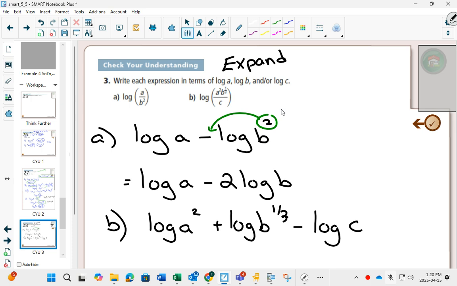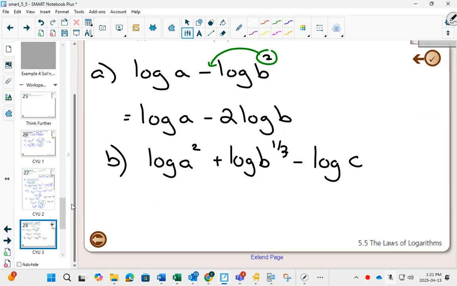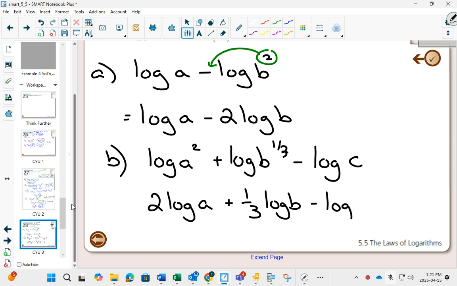So this is the shortcut. You're fine to do that in one step. Okay, what is in your numerator, those ones will be positive. Anything that's in your denominator will be subtracted. And then we can bring out the 2, bring out the 1/3. And this is expanded completely.